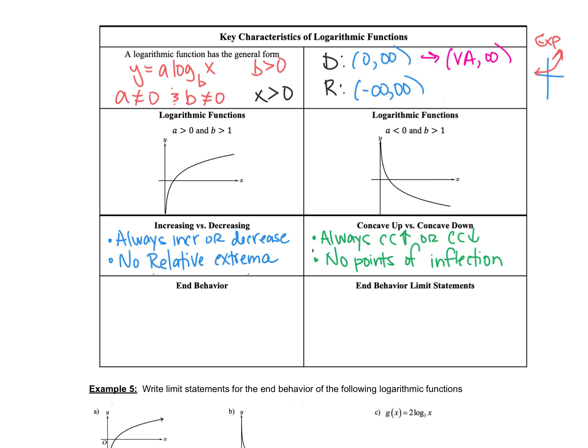Now, end behavior is a little different from what we would do with an exponential function. I want you to look at the 2 graphs that we have up there.